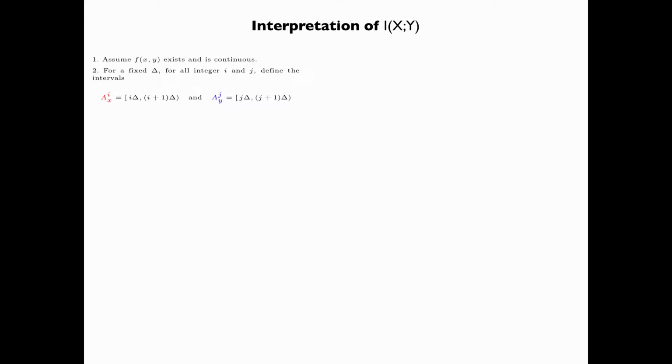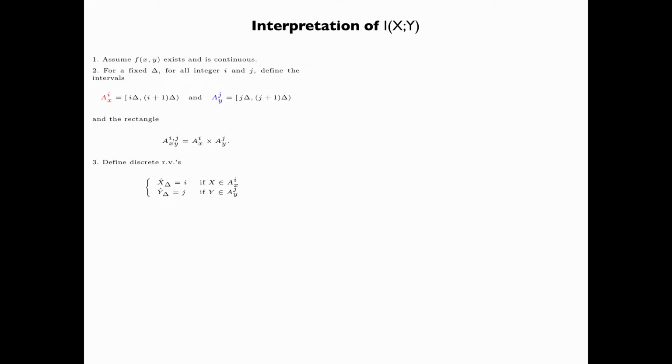For a fixed delta, for all integers i and j, define the intervals A^X_i equals the interval from i delta to (i+1) delta, and the interval A^Y_j equals the interval from j delta to (j+1) delta, where A^X_i is an interval on the x-axis and A^Y_j is an interval on the y-axis. And then define the rectangle A^XY_{i,j} to be the Cartesian product of A^X_i and A^Y_j.